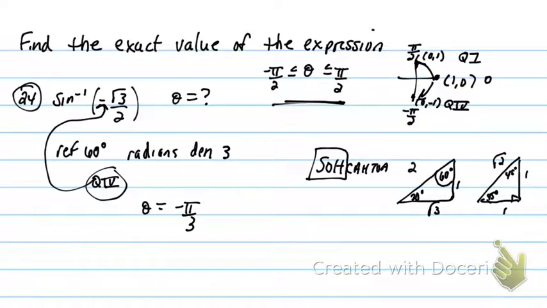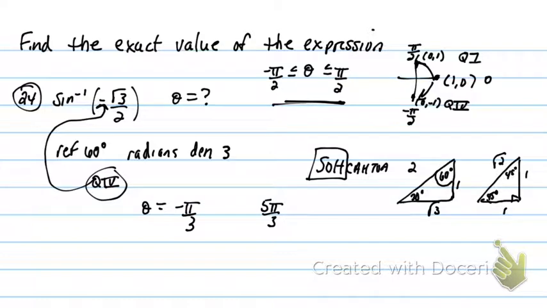The question, or sometimes what people want to give as an answer, is 5 pi over 3. Now, why would people want to give 5 pi over 3 as an answer? Because it's in 4, isn't it? It's in 4 and it's got the right reference angle. Yes? Why can't I give 5 pi over 3 as an answer?